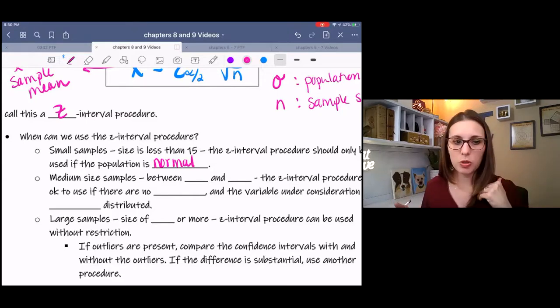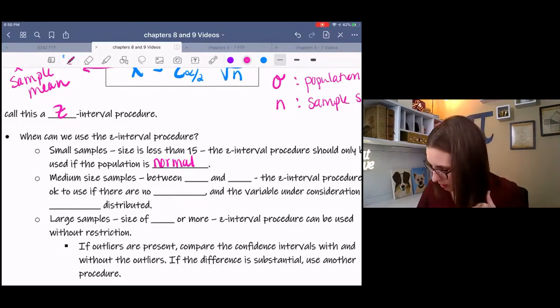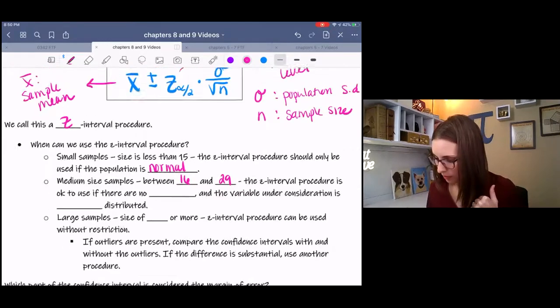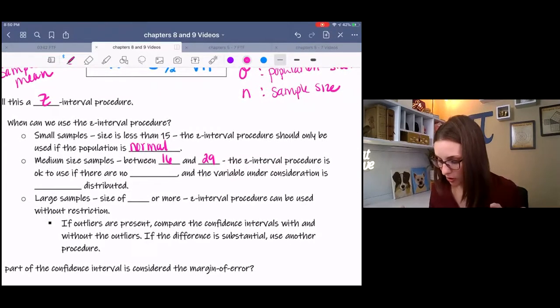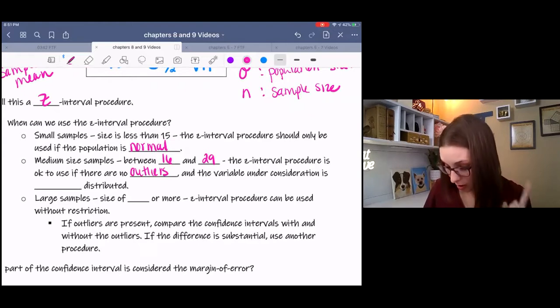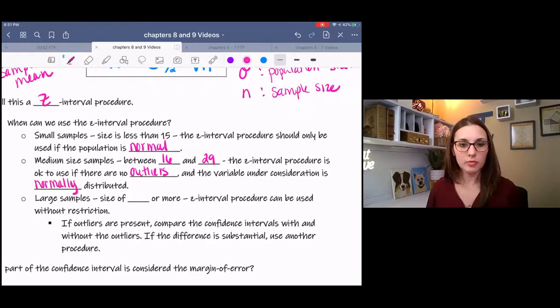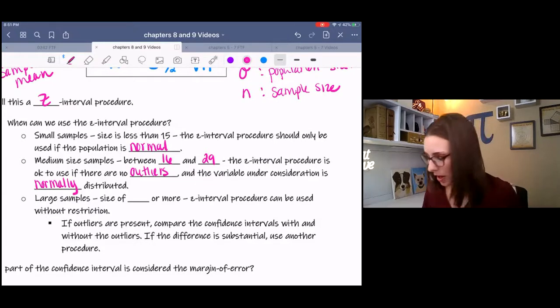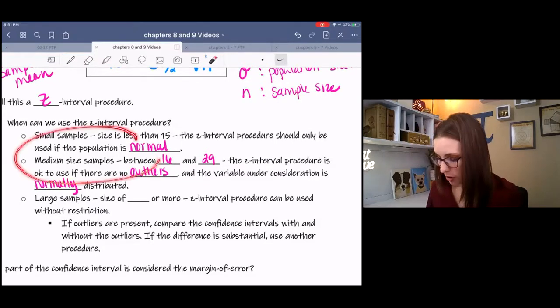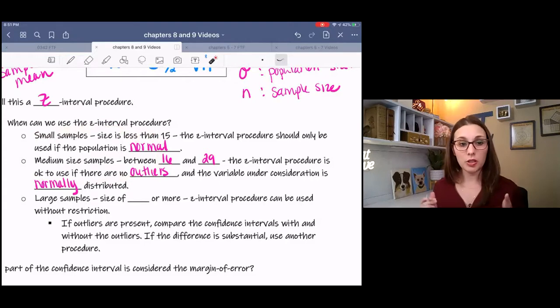Medium-sized samples are between 16 and 29, I believe. Yeah. The z-interval procedure is okay to use if there are no outliers and the variable under consideration is still normally distributed. Okay, so this is basically saying, if I were to sum this up, if you have a small or a medium sample, it's okay to do a confidence interval as long as the population is normal.